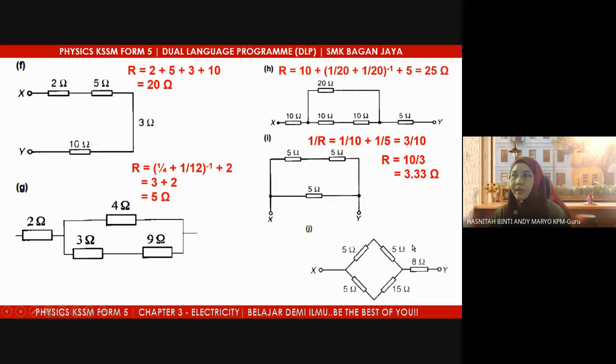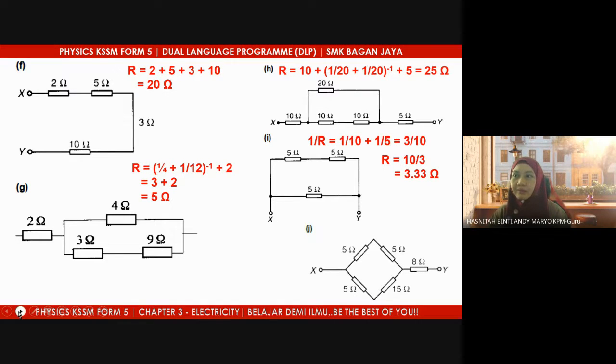How to read J? We have 2 points there, X and Y. The top branches, we have 5 and 5 in series. So you add them, become 10. And at the lower branch, we have 5 and 15 in series. So you can add them, so here we have 20. So 10 and 20 is in parallel, and then they are in series with the 8 ohm resistor.